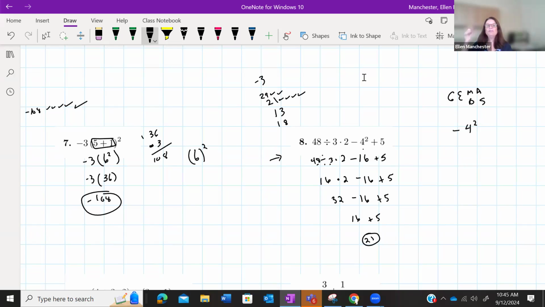All right, so if you did not get 21, just backtrack. Where did you go wrong? And then let me know. Okay, so Yuritsa says she multiplied before dividing. Anybody else get it wrong the first time through? Okay, so the -4 squared thing threw Jonathan off.